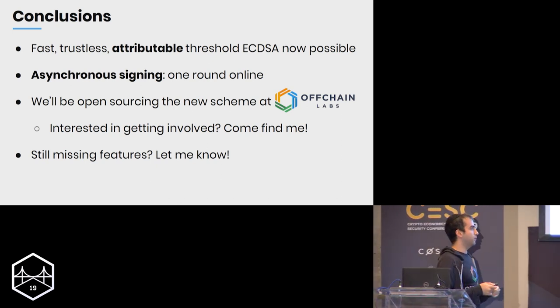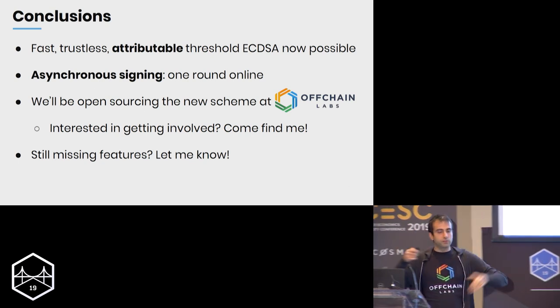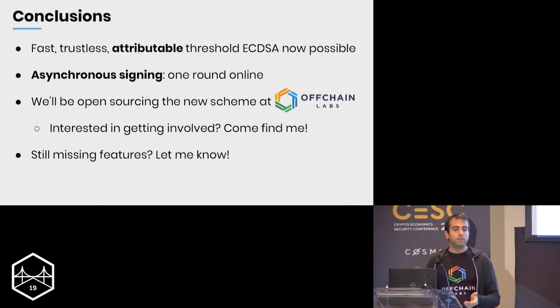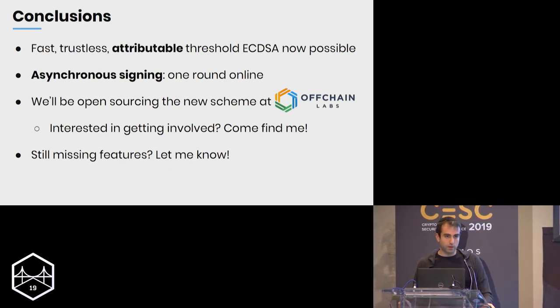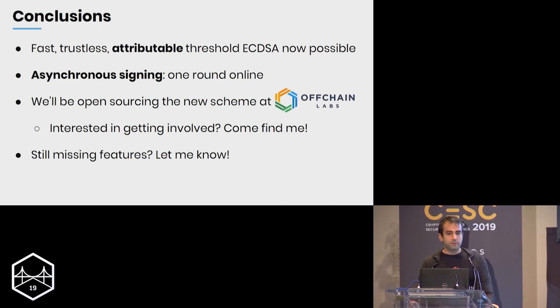They don't need to wait for other people to be online. As soon as you have enough people that sent that message, poof, you get a signature, and there are no multiple rounds of interaction. There are multiple efforts to open source implementations. Personally, I'll be involved in one coming from Offchain Labs. And if you want to be involved in the open source process, come find me or reach out to me. We'll be happy to have as many people involved as possible.